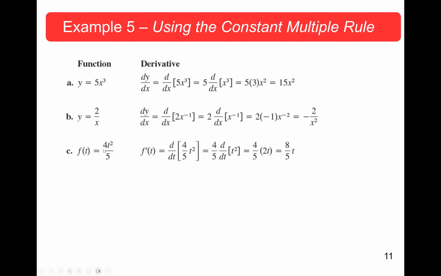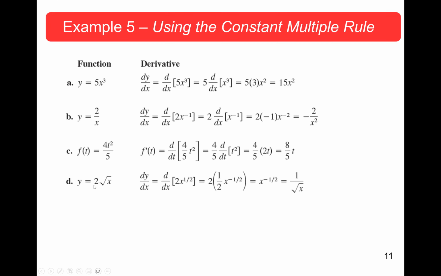Next example, we have 4t squared divided by 5. So our constant values here will be 4 and 5. We bring the 4 and 5 out of the equation. Then we find the derivative of t squared, which gives us 2t to the power 2 minus 1, which will be 1. So our answer will be 4 by 5 multiplied by 2t. We know 4 multiplied by 2 gives us 8, so we get 8t divided by 5.